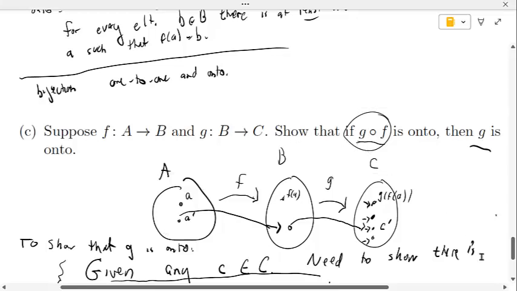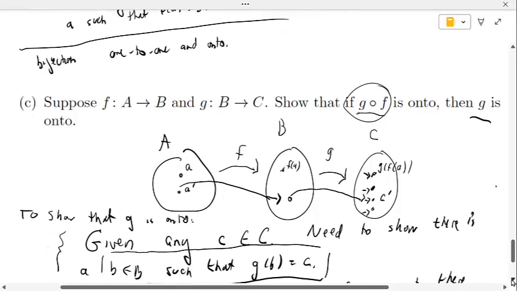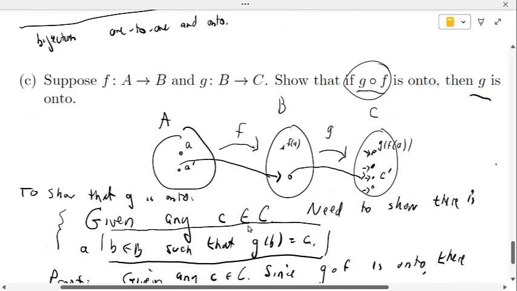All right, now what does that mean? You should always go back to the definition. Given any c in capital C, which is the final codomain, you need to show that there is a b in this middle set, such that G of b equals c. That's what onto means. It means that every element in C has an arrow pointing into it from B.